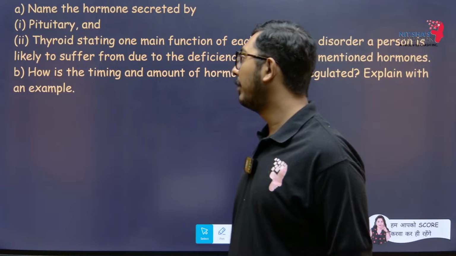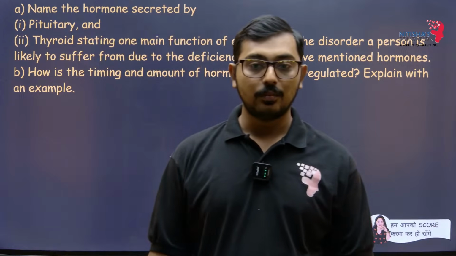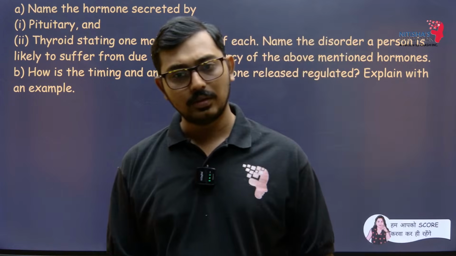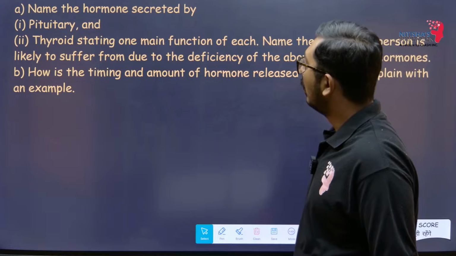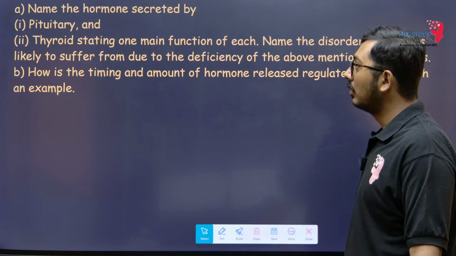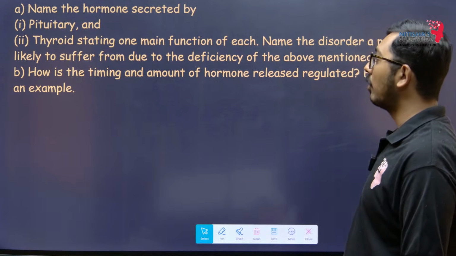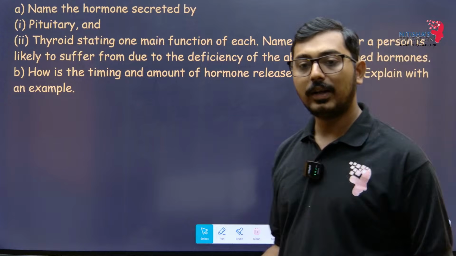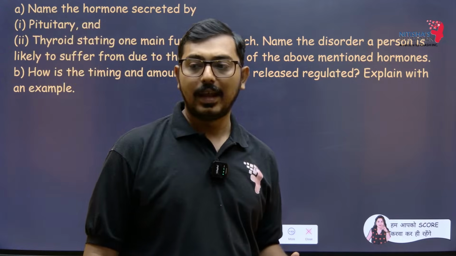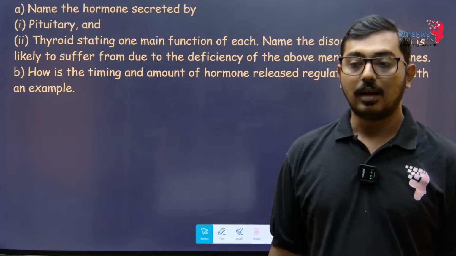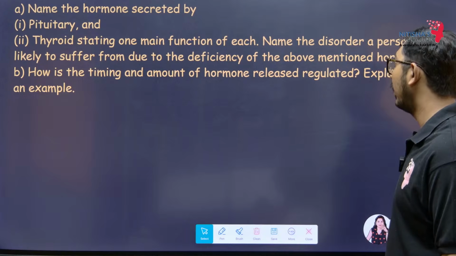Name the hormone secreted by the pituitary gland. Pituitary gland, what kind of hormones are released by it? Growth hormone. Growth hormone is released by the pituitary gland. For the thyroid, it is thyroxine. Next, state one main function of each. Growth hormone: what will it do? It will be responsible for the growth of our organs inside, and in the same way the growth of the skeleton also. So it is responsible for the growth of the entire body.